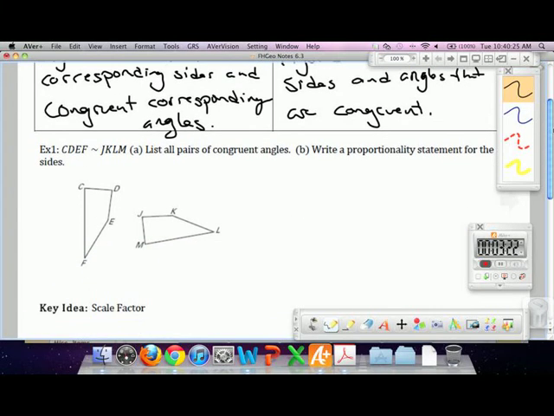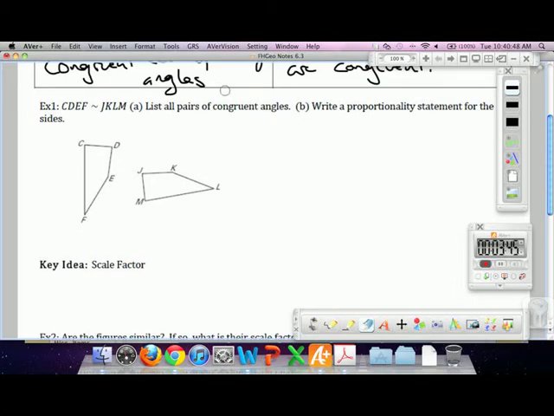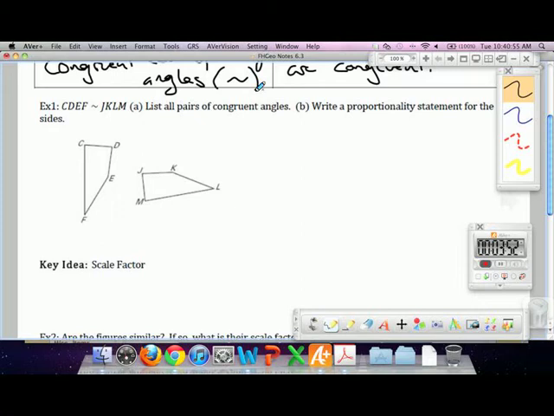And we're going to start by looking just in general at what it means with similarity notation. The squiggly line is called a tilde, and it is the notation for similar. It's the same thing you put over top of the equal sign for congruency.